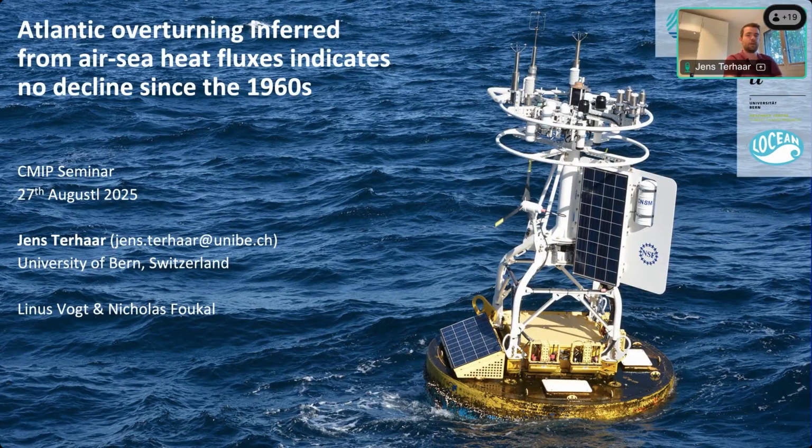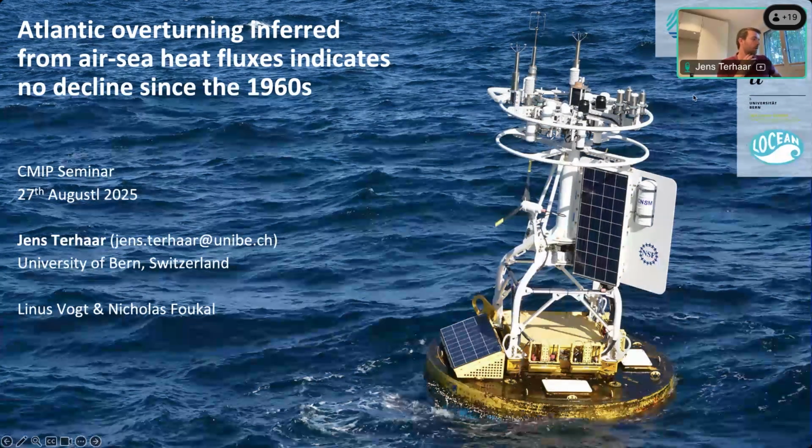I'm going to present a paper that we published at the beginning of this year about the Atlantic overturning circulation and how we use air-sea heat fluxes to infer changes since the 1960s. It's a study that was made partly in Bern and mostly in Woods Hole during a scholarship, together with Nick Foucault and Linus Vogt.